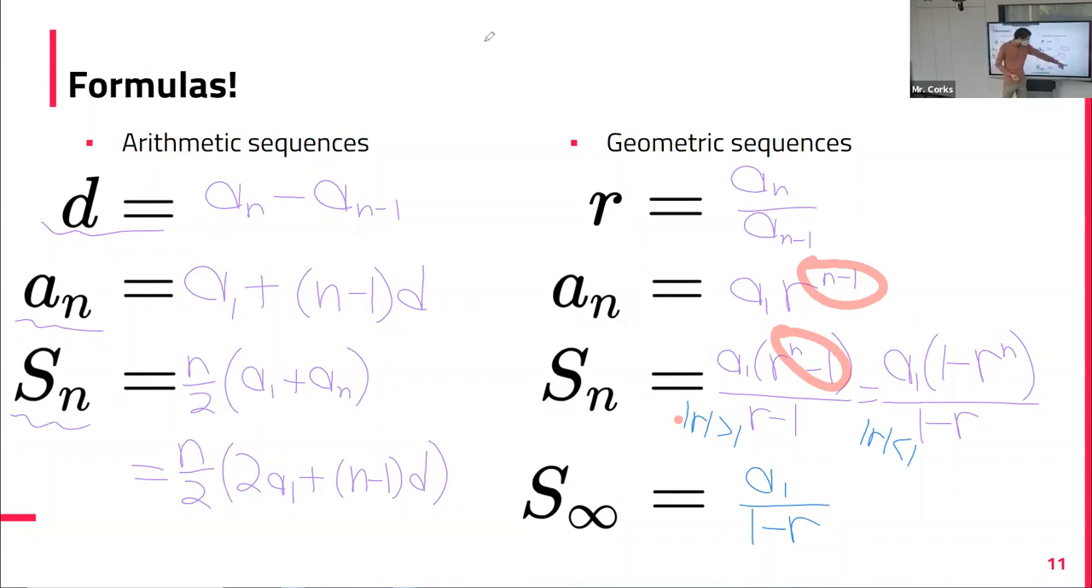If the absolute value of r is less than 1, so r is somewhere between -1 and 1, then this will work. But if our r value is greater than 1, this is not going to work. The sum will just be infinity or negative infinity. Okay, so there are the formulas, and we will have two more with simple interest and compound interest. We don't have many formulas in this class, but we need lots of them for sequences and series.